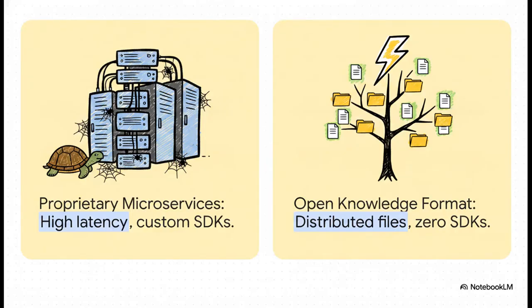This elegantly illustrates the paradigm shift proposed by Google Cloud engineers. Instead of a centralized proprietary microservice dealing with high API latency and clunky custom SDKs, the open knowledge format completely abandons proprietary runtime dependencies. It favors a distributed file system native directory tree of flat files using raw markdown parsing. Language models can ingest this directly with almost zero latency. It's a format, guys, not a service. That is a game changer.